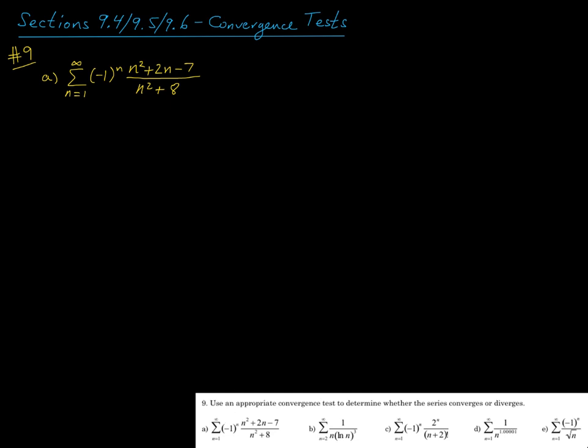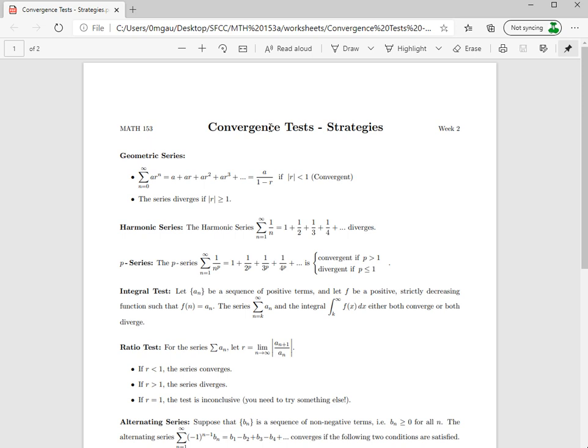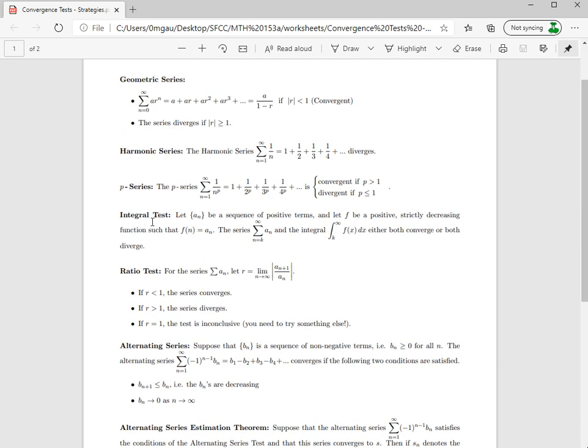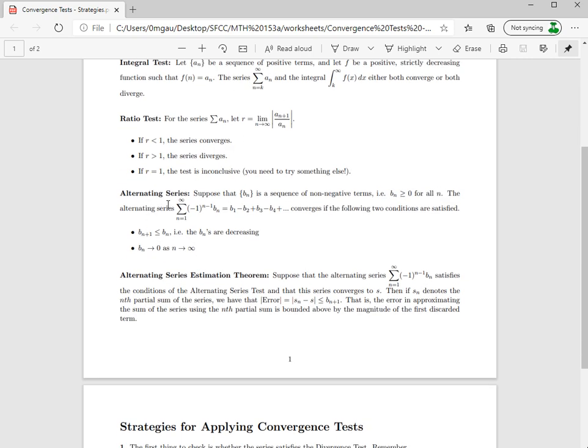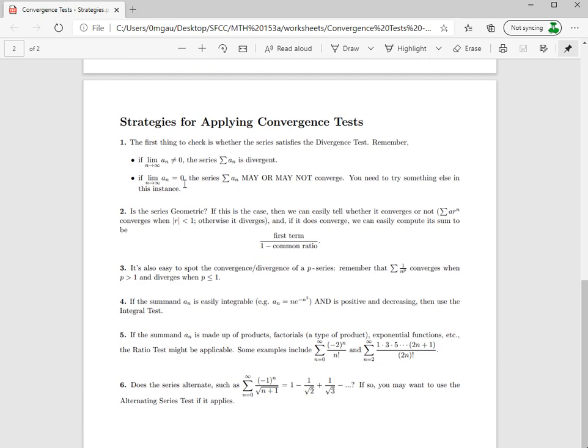And before we jump into these, I want to point your attention to the following document. This is called Convergence Tests / Strategies, and I've posted a copy of this under the Week 2 module on Canvas. On the front page is just a summary of all the highlights from these last few sections. So you see geometric series, harmonic series, p-series, the integral test, ratio test, alternating series, and the alternating series estimation theorem. Now on the back side, this is what I want to focus on in this video. This is where I discuss different strategies for applying the convergence tests.